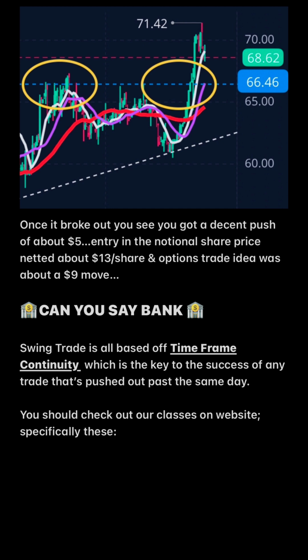Now, swing trade is all about time frame continuity, which is the key to success of any trade that's pushed out past the same day.